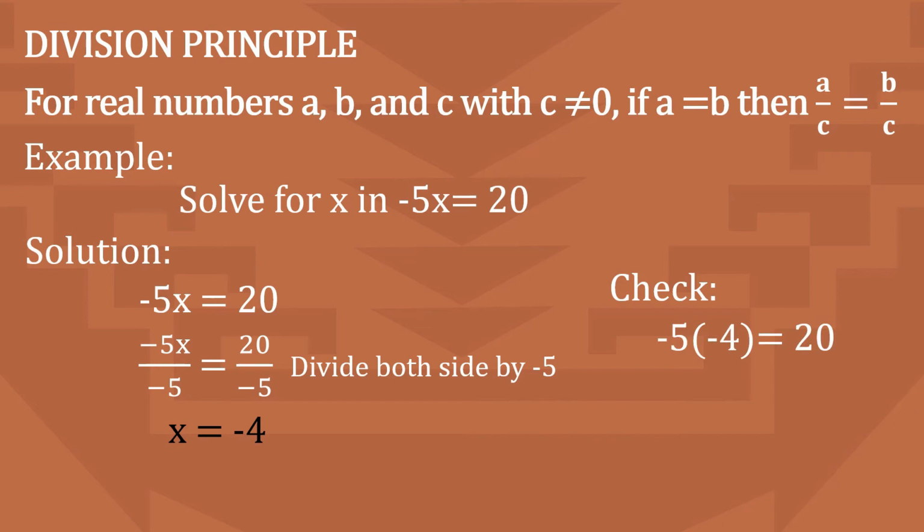Check. Substitute the given value of x, which is negative 4, to the equation negative 5x equals 20. It will become negative 5 times negative 4 equals 20. Negative 5 times negative 4 equals 20. So 20 equals 20.